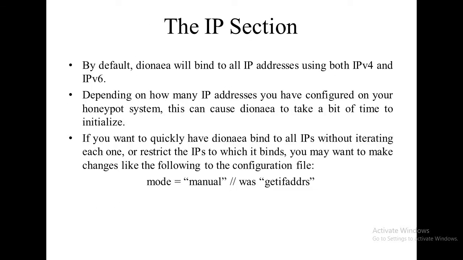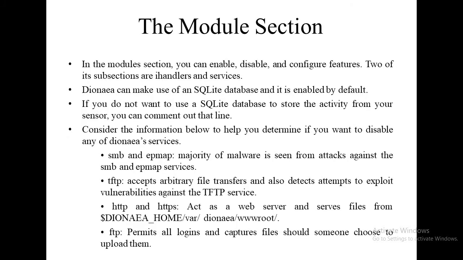Next is the IP section. I already said it supports both IP version 4 and IP version 6. Depending on how many IP addresses you have configured on your honeypot, this can take a bit of time to initialize. If you want to quickly have Dionaea bind to all addresses without iterating each one, you may want to change it to manual. So we can configure it as mode equal to manual, and it will get all the IP addresses entering into the system.